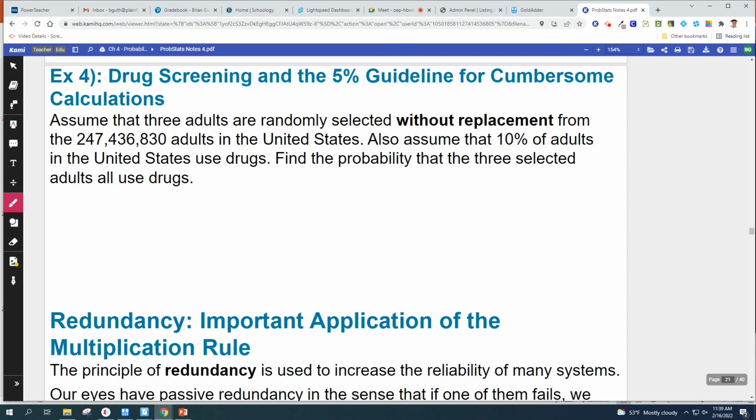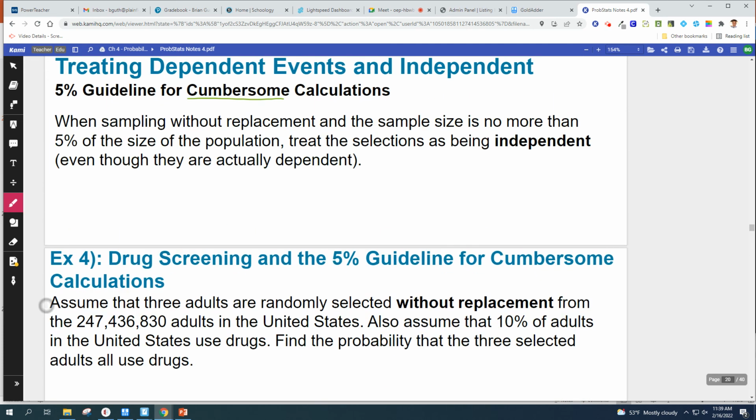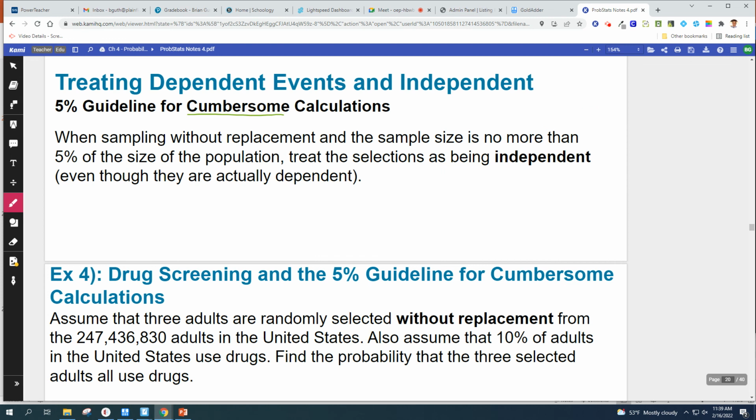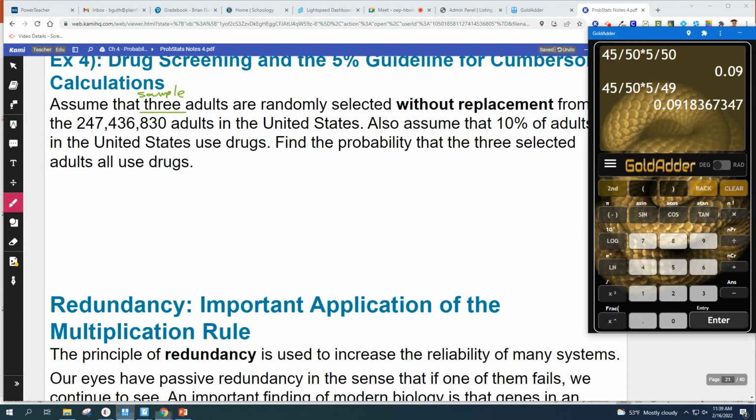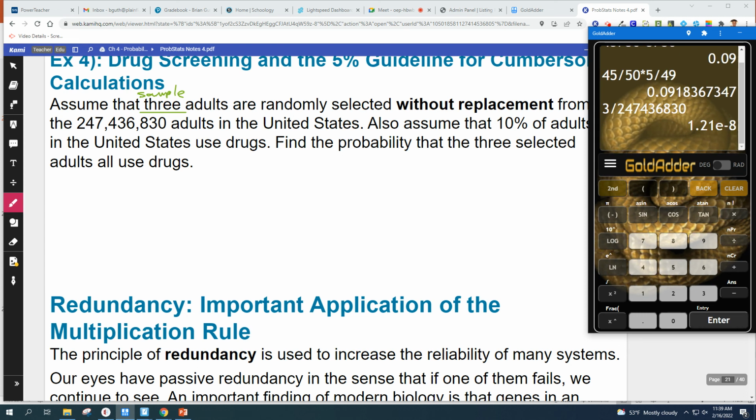So notice this word sampling. Let's talk about the sample size. The sample size is no more than 5% of the size of the population. In this case, we're taking 3 adults out of 247,436,830. Our sample size is really, really small.